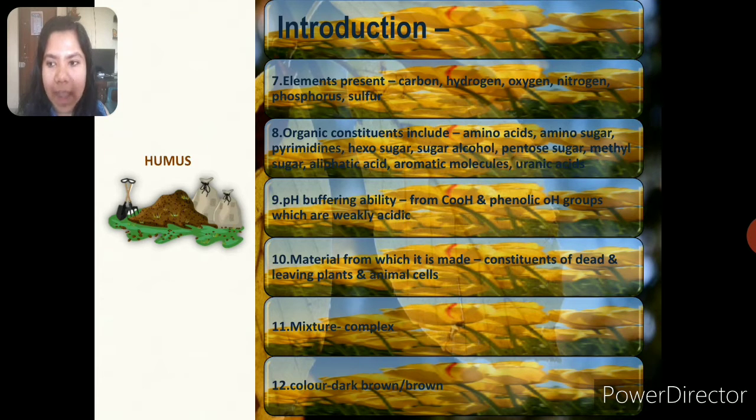Its pH buffering ability comes from COOH and the phenolic OH groups, which are weakly acidic. The materials from which it is made are the constituents of dead and living plant and animal cells. Its mixture is complex. The color is dark brown or brown.